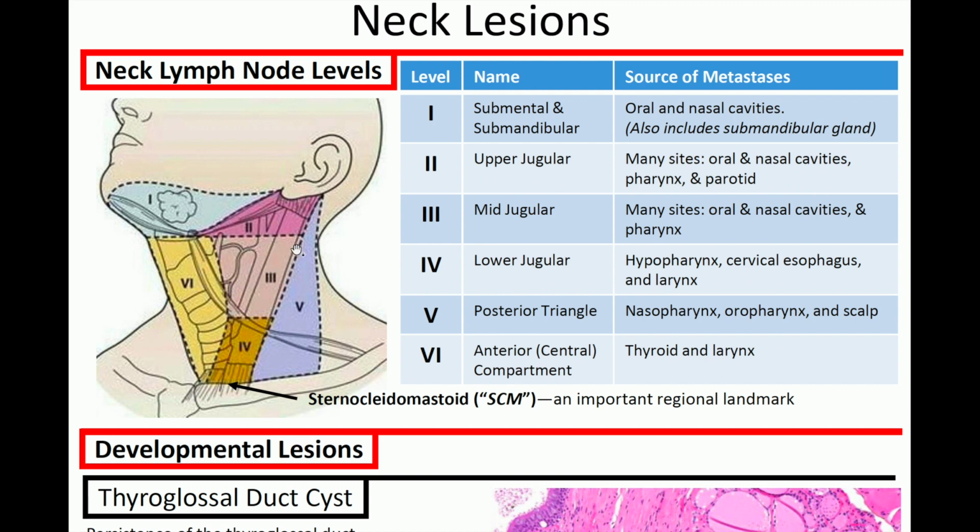And then level 5 of the lymph node levels is the posterior triangle, and level 6 is the anterior central compartment. So source of metastases to level 5, commonly from the nasopharynx, oropharynx, and the scalp. Again, kind of broad, not totally specific. And level 6 lymph nodes, common metastases to that area is from the thyroid and the larynx. And again, that just makes sense based on anatomy, right? And here, for our regional landmark, we have our SCM, or our sternocleidomastoid.